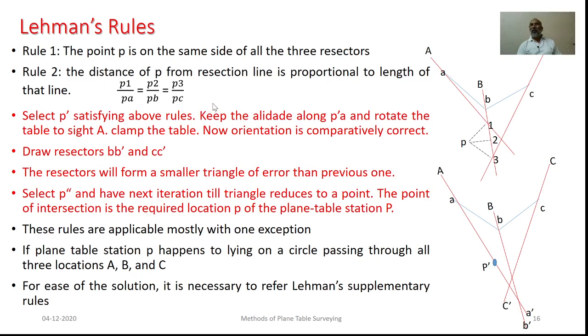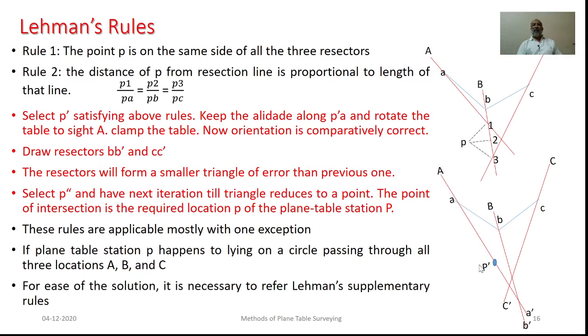Tentatively, we are not performing any calculation in order to have these ratios exact. So, to arrive at the solution, we will select this particular position P dash satisfying these two rules. Now, we will keep the alidade along this particular P dash A and rotate the table to sight A. As we bisect A, let's have the table clamped. Having done so, now the orientation as compared to what it was is more correct.